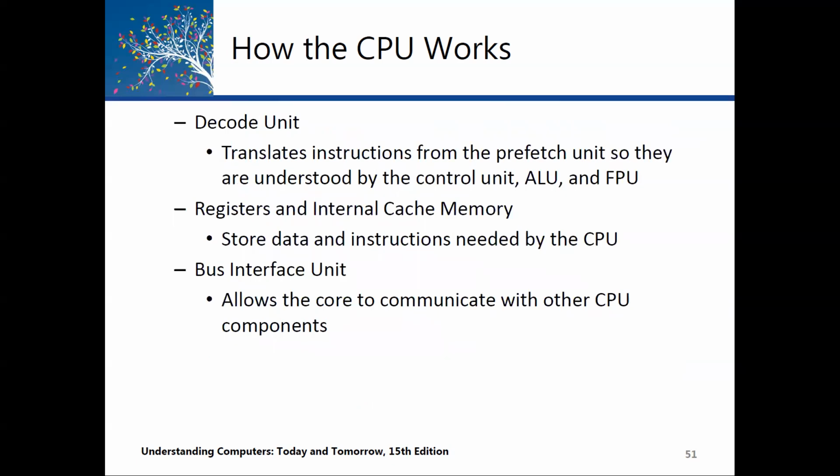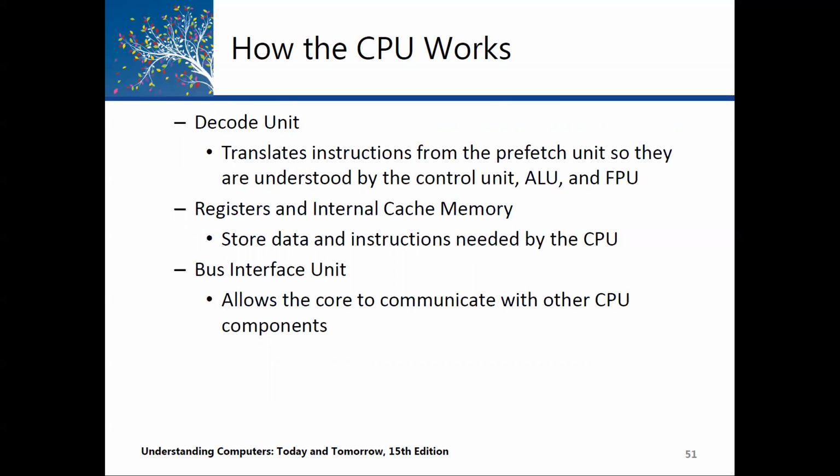Decode unit. The decode unit takes the instructions fetched by the prefetch unit and translates them into a form that can be understood by the control unit, ALU, and FPU. The decoded instructions go to the control unit for processing. We already discussed this in the last class: whatever instructions or software you are running, those instructions need to be brought into the processor and decoded into the machine language or the instruction set of that processor, so that the ALU, FPU, and control unit can understand those instructions and they can be executed, right?